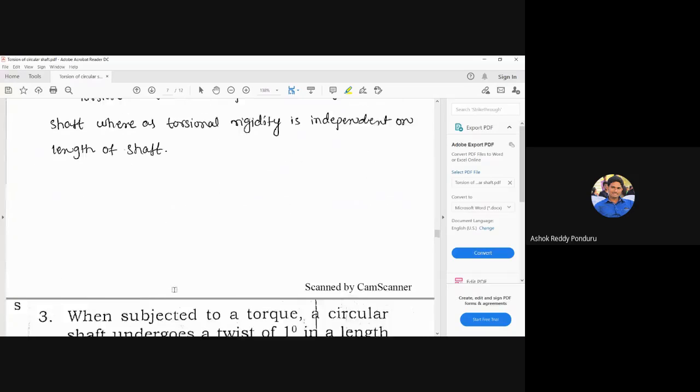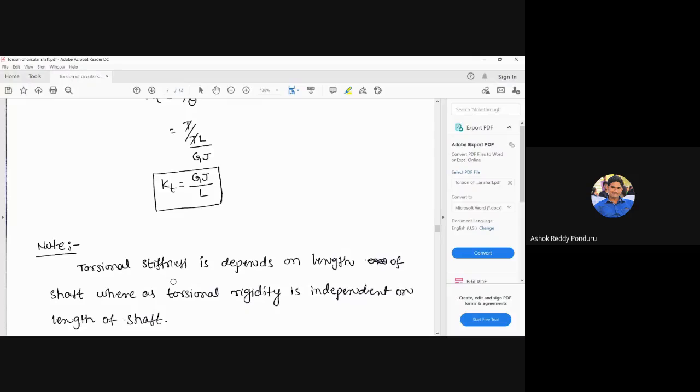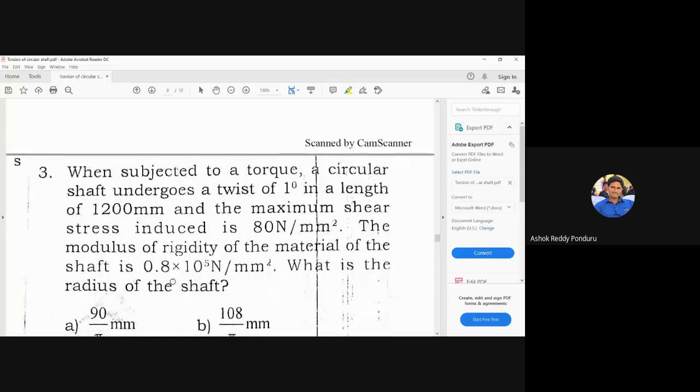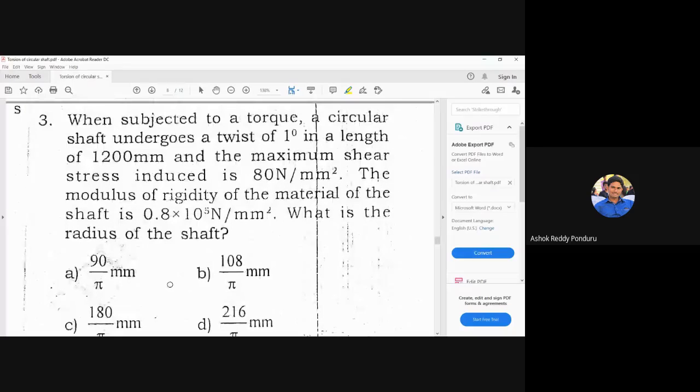Okay, yes, this is about the torsion equation, how to calculate the stresses, how to calculate the deformation. Now we are going to discuss one problem here. Please look at this problem.